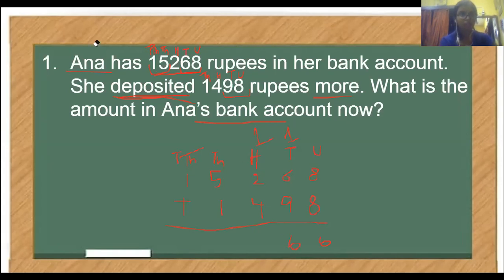All right, moving on to hundreds place value. 2 plus 4, simple, 6, and 1 carry over, 7. Perfect. Thousands place value is 5 plus 1, 6, and ten thousands place value is 1. So answer, Anna has 16,766 rupees in her bank account now.